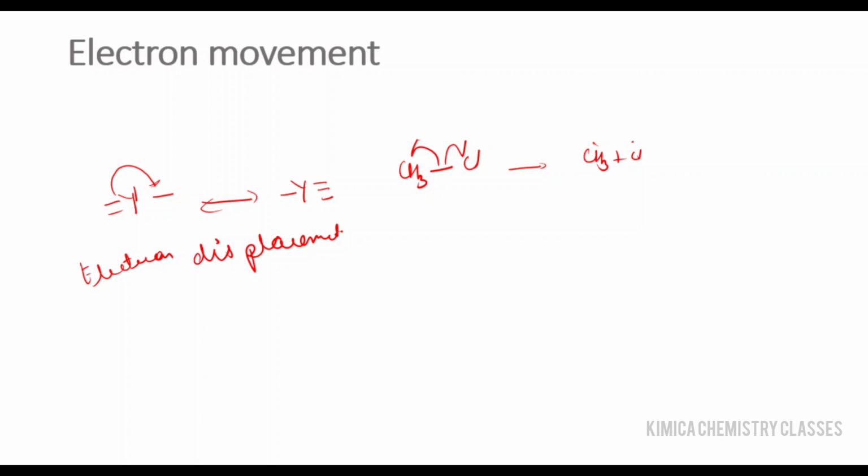The electron displacement due to the influence of an atom or substituent group present in the molecule causes permanent polarization of the bond, and inductive effect and resonance effect are examples of this. Temporary electron displacement effects are seen in a molecule when a reagent approaches to attack it. This type of electron displacement is called the electromeric effect or polarizability effect.